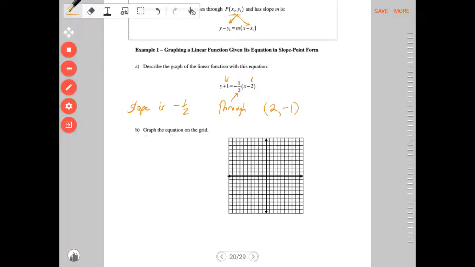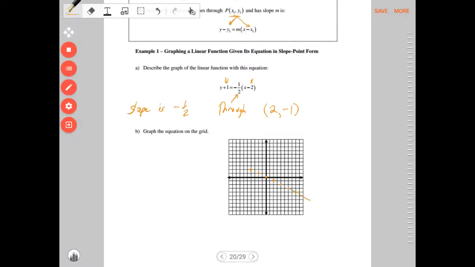Part B says graph the equation. If it goes through 2, -1, there's the point. That's our starting point. And the slope is -1/2. So -1/2 means we go down 1, right 2. Down 1, right 2. Again, that can be up 1, left 2. You only need 2 points to draw a line, so we've overkilled, but it does help if you use a ruler. Either way, there is our line. Perfect.